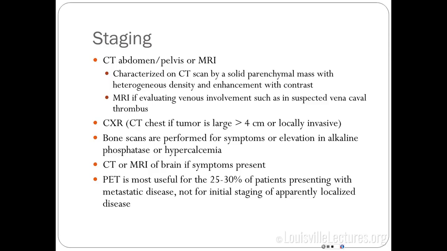It's actually done by CT of abdomen, pelvis, or an MRI. An MRI if you're wanting to get better delineation of the venous structures. A chest x-ray or a CT chest if the tumor is large. And you really only do bone scans and those sorts of things if they have symptoms, if they have an elevated alk phos or hypercalcemia, and an MRI of the brain if they have CNS symptoms. PET is actually not very useful in this regard either, because it's not a very fast-growing tumor, or at least most of the cells are not very fast-growing in them.